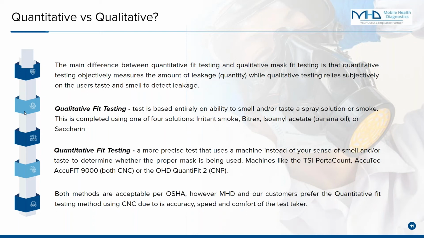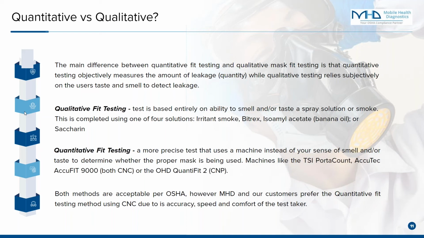All right. So basically, they are going to be more accurate. Recently, for the TSI PortaCount and AccuFit 9000, OSHA did approve what's called a fast fit protocol. Previously, fit testing with the PortaCount was about a 7.5-minute test. I believe about a year and a half ago, OSHA finally approved the fast fit protocol, which includes 4 different maneuvers: a slight bend at the waist for about 50 seconds, and 30 seconds of jogging in place.